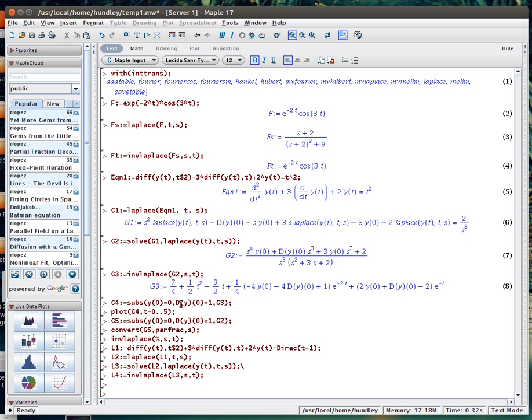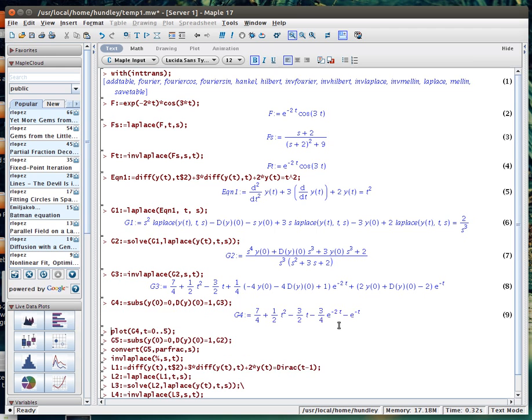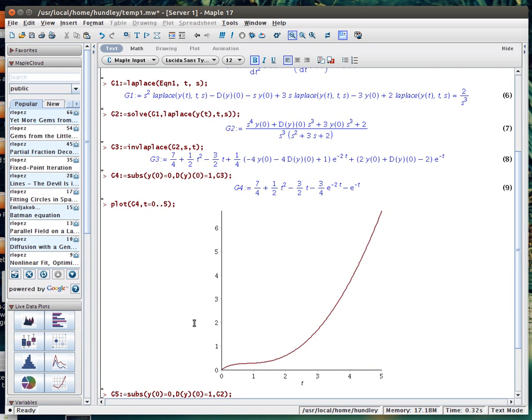Okay, so down here is where I show you how to substitute the values in. So to substitute, we use the subs command, and we're substituting y of 0 equals 0 and y prime of 0 equals 1. So if I substitute those in, I get my expression. Good. Then you could plot it, just for fun, we'll take a look at it. So these two terms are going to 0, so that's going to leave us with this parabola. And so that's what you're seeing here, 1/2 t squared minus 3 halves t plus 7/4.